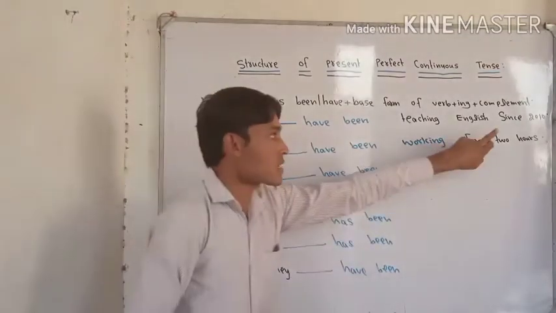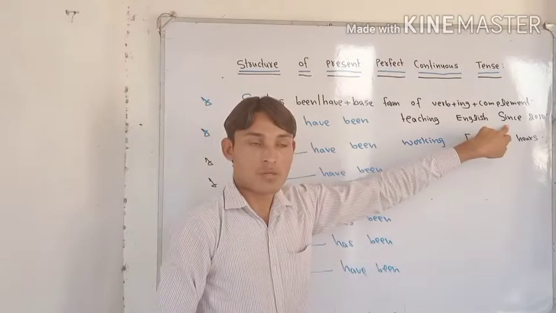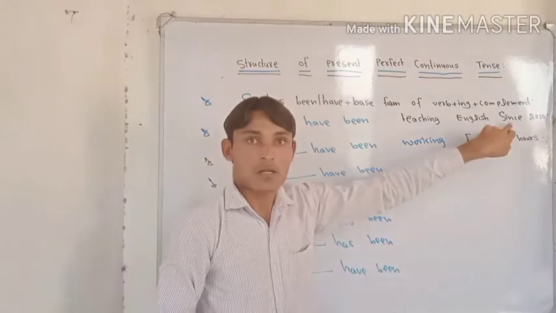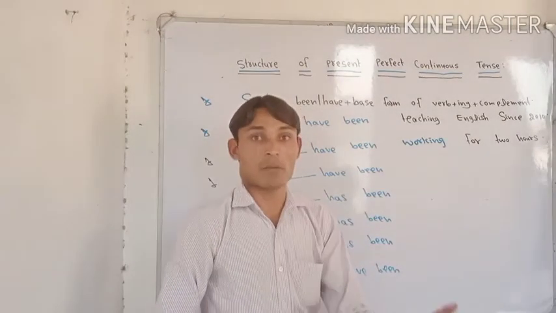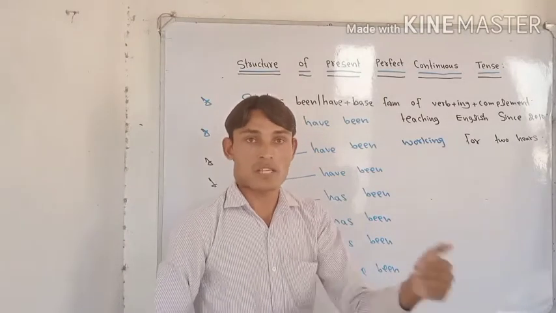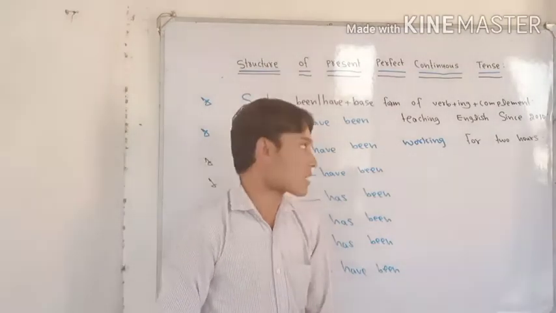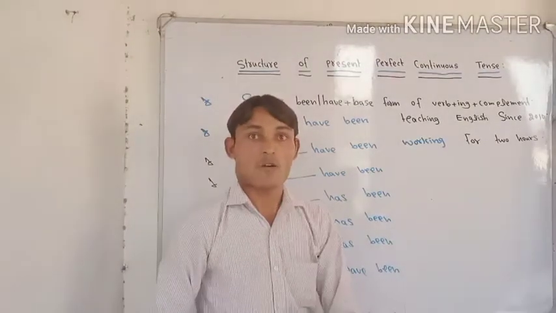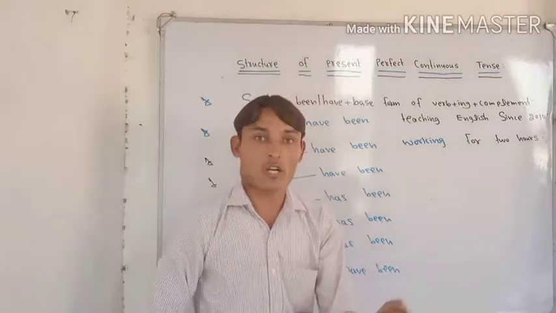One is called since. Since is used for a starting point. Starting point means that when an action begins. For example, since 2010, since January, since morning, since yesterday, etc. And for is used for a period of time: for 2 days, for 3 months, for a year, etc.